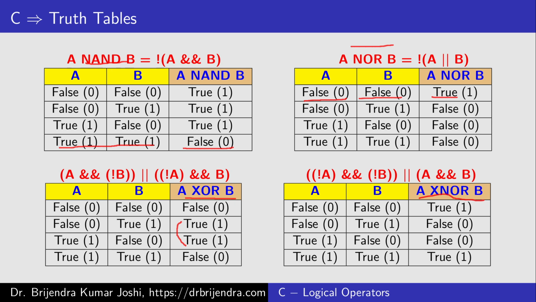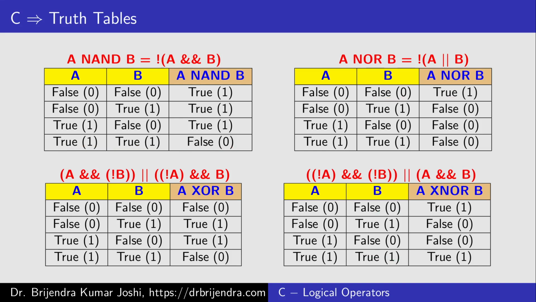And the last one, A XNOR B, is true if both A and B are identical. That is, if A and B are false, then the result is true. If A and B both are true, result is true. Otherwise, false. So somehow we can say that it is nothing but the complement of A XOR B, isn't it? So when this is false, this is true. When this is true, this is false, and so on.